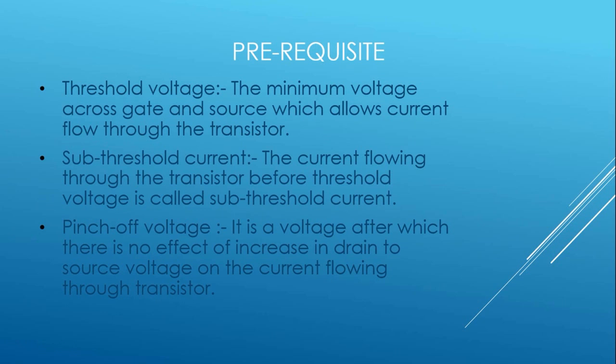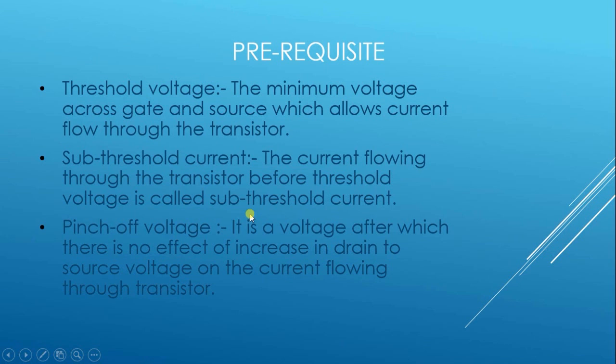Threshold voltage. It's the minimum voltage that we give across gate and source, which allows the current to flow through the transistor. Then we have subthreshold current, the current flowing through the transistor before the threshold voltage. Here the term itself gives the definition: the current flowing before the threshold is called subthreshold current.